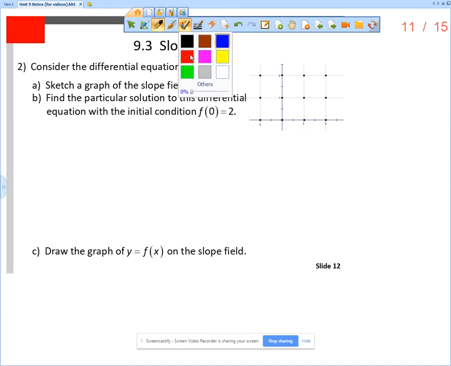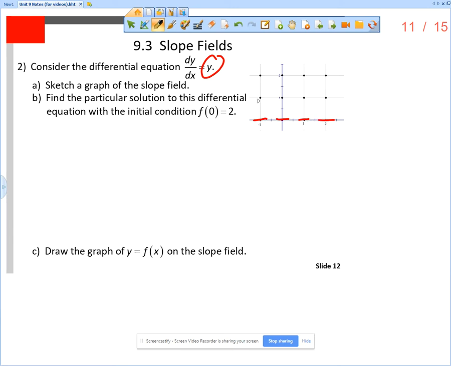All right, so same question, basically. Consider the differential equation dy/dx equals y. And then it says sketch a graph of the slope field. So first of all, I'm going to go to each point, and the slope is the y value. So this is (-1, 0), so y is 0. (0, 0), y is 0. (1, 0), 0. (2, 0), slope is 0.